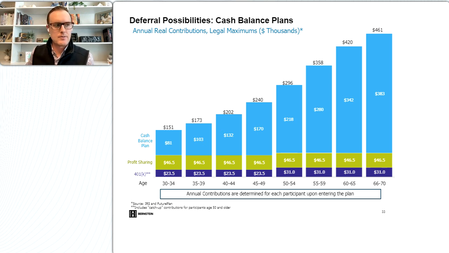Cash balance plans have lots of ins and outs in determining, do you qualify? One of the biggest key drivers is how many partners are there versus how many just general employees are there. But what you can find over time is the amount that you put away in a cash balance plan, particularly as you get later in life into your 60s, can be a dramatically larger amount than it would have been just putting away money via profit sharing and 401k.